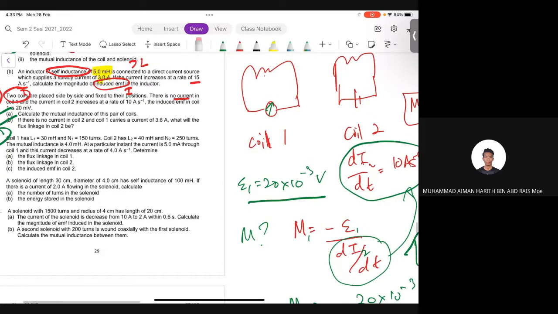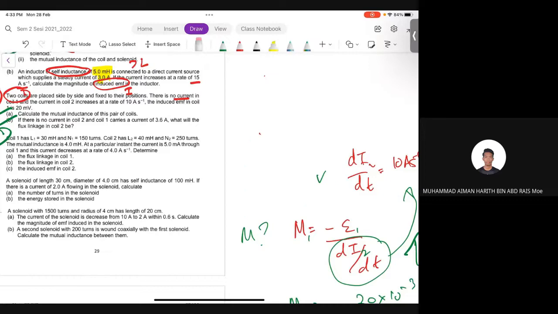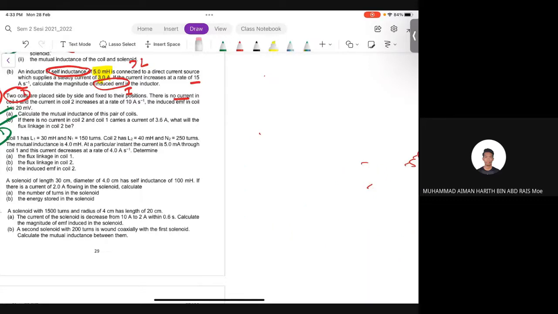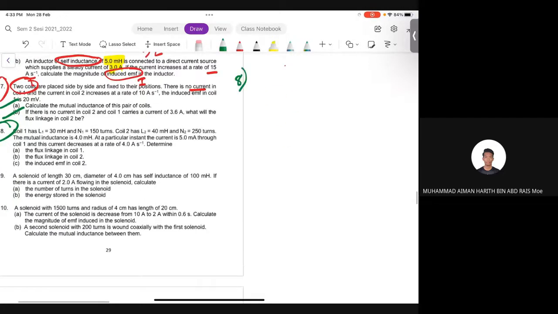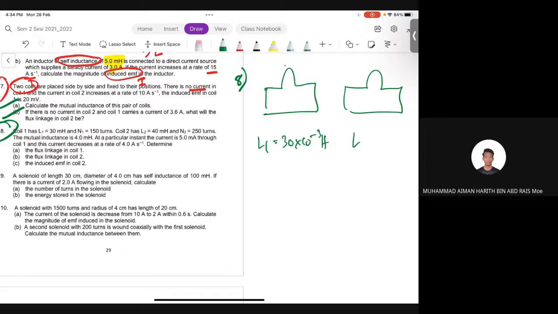Okay, so kalau you tengok kepada soalan ni, dua-dua ada self-inductance. So ini adalah case number 8. So you ada coil, coil dia bukan solenoid, dia bentuk coil. So you ada coil. Okay, and then you have another coil. Dia bagi tahu your L1 is 30 times 10 negative 3 Henry. Your L2 is 40 times 10 power of negative 3 Henry. They give you N1 150, N2 is 250. Meaning the turn ni, dia tebal. Ha, so dia bukan solenoid.